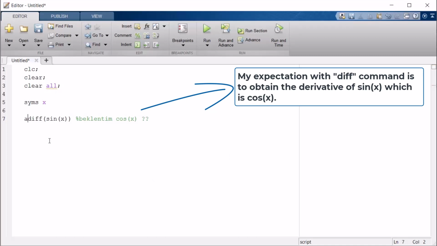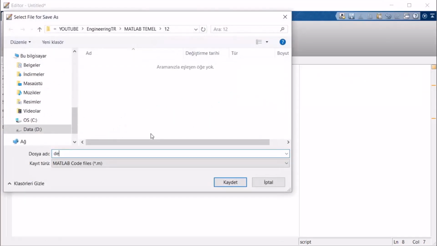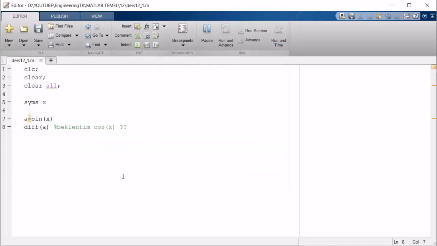Of course, this can be a, b, c, etc. You can also assign the value. For example, you can say a equals sin x outside, then you can take this part as a as follows: diff a. Nothing changes. Let's run this one. Now let's say lesson 12.1 here. Let's see, guys.